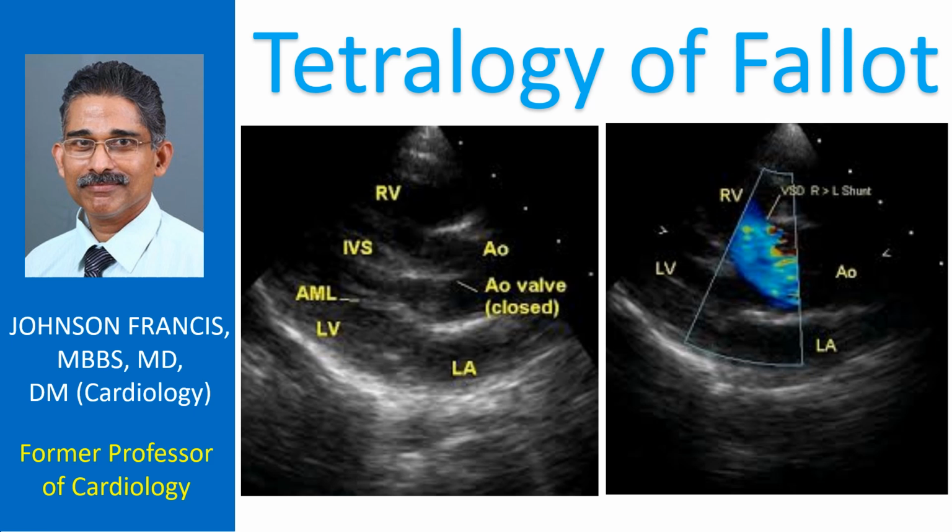Four cardinal features of tetralogy of Fallot are malalignment ventricular septal defect, overriding aorta, infundibular pulmonary stenosis, and right ventricular hypertrophy. The variability in clinical presentation of TOF correlates with degree of right ventricular outflow tract obstruction and the size and anatomy of pulmonary artery and its branches. They usually present with cyanosis in childhood.